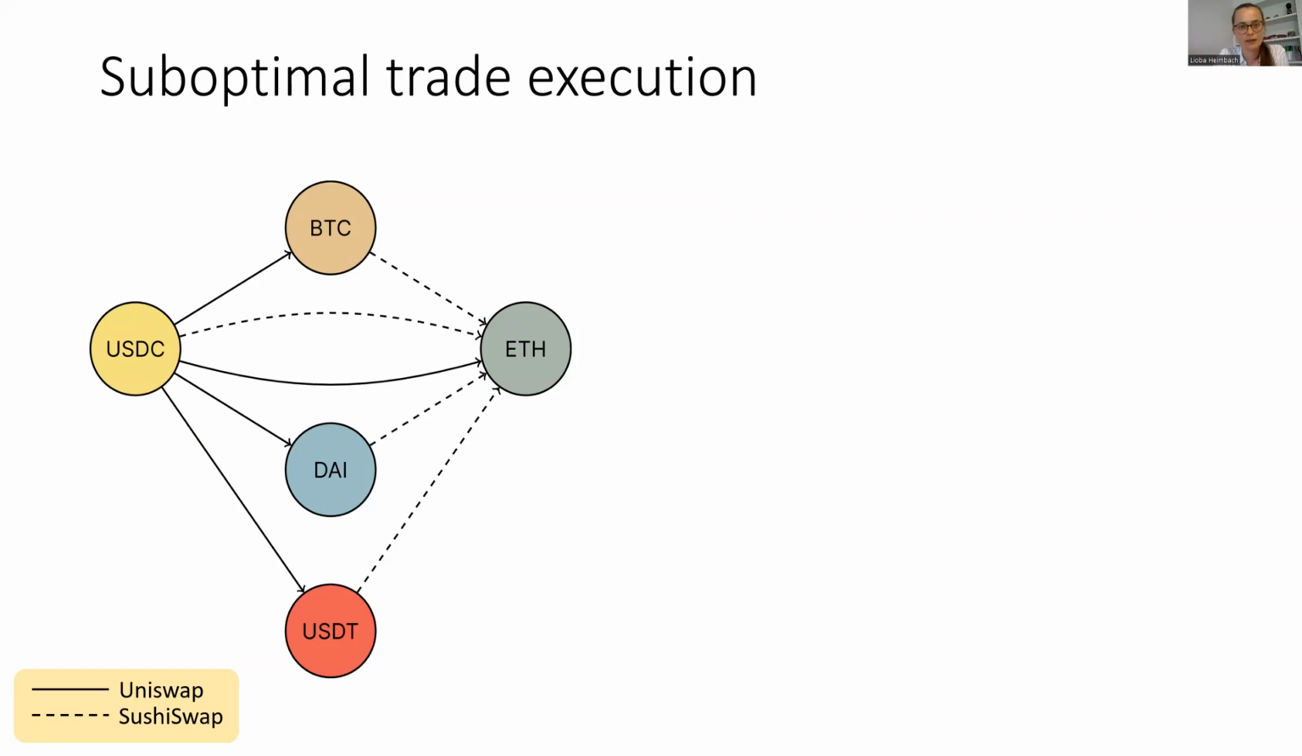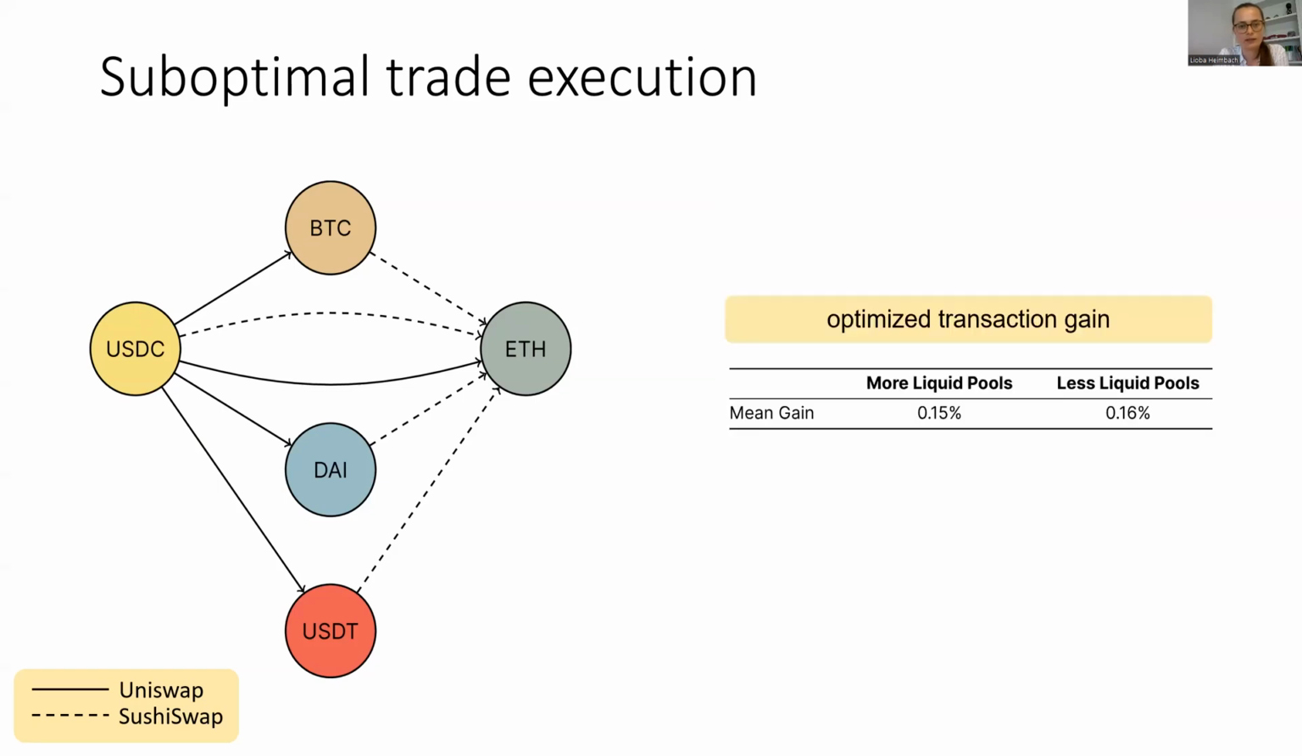So now here again, we have a different network in which we were searching for optimized trade executions, where again, the SushiSwap paths are the dashed lines and the Uniswap paths are the solid lines. And we saw that when we combine both platforms in this new network, we were able to optimize an even larger proportion of trades, which was more than 33%. So using this network, 33% of trades were optimizable.